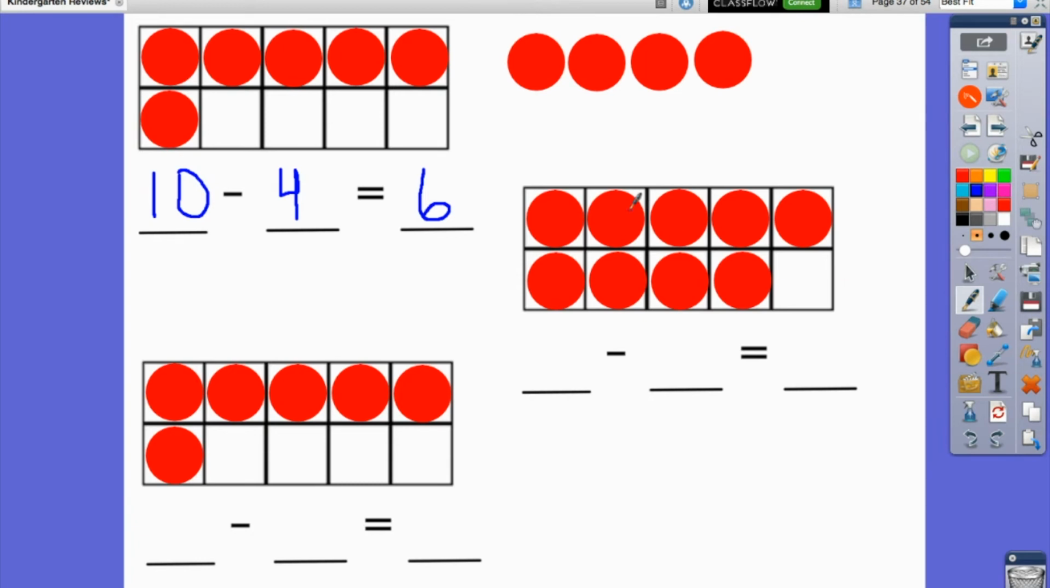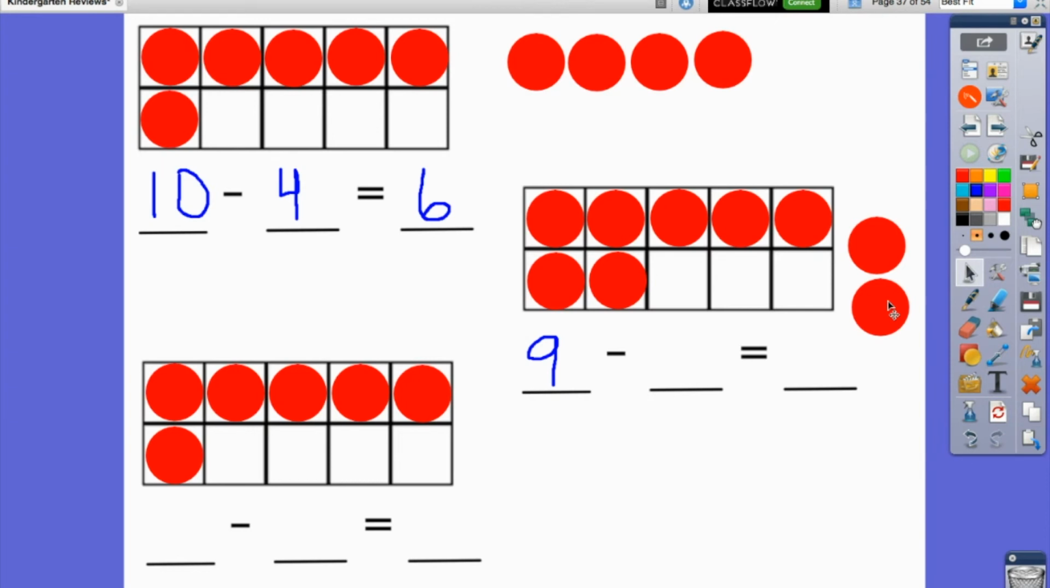Some of you may have had to count each one of our counters to see how many are there. Some of you might have recognized that there was only 1 spot left open, which means there are 9 counters in our 10 frame. Now, just like we did before, we're going to take some away. And as we take them away, I want you to count with me how many we are taking away, how many we are subtracting. So we'll take away 1, take away 2.